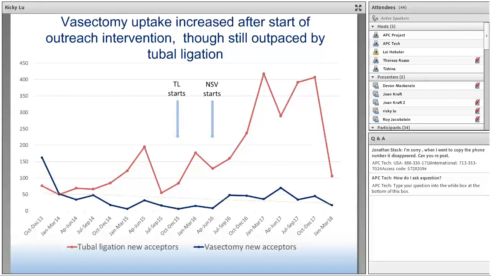This slide indicates that until October 13, there was a program working on both tubal ligation and permanent methods, and then the project ended, and things started to wind down until we started again with tubal ligation and no-scalpel vasectomy. As you can see with the red graph, tubal ligation new acceptors started to increase as we had more access to services, whereas with no-scalpel vasectomy, when we also started, we saw an uptick in the number of acceptors as well.